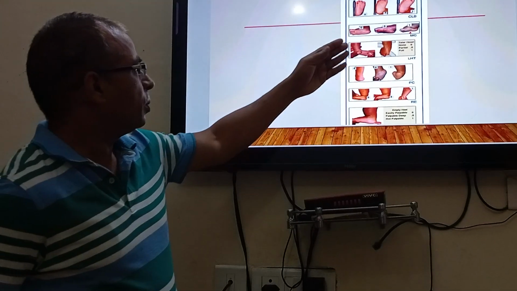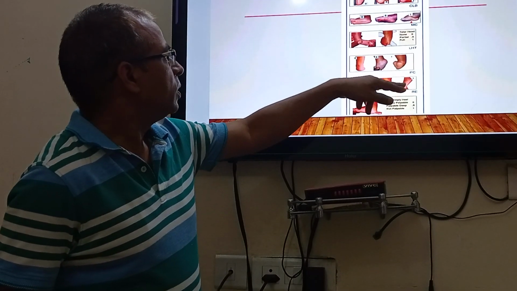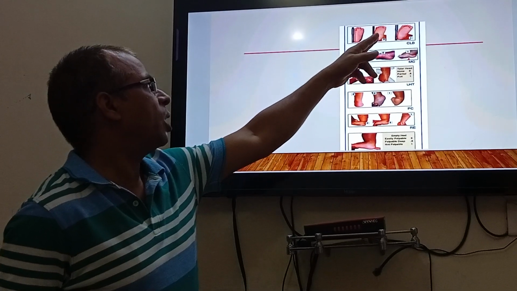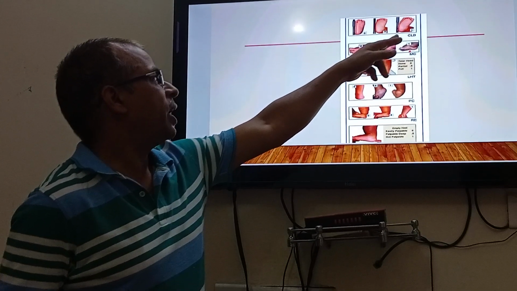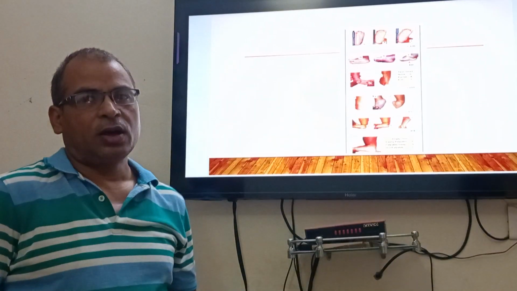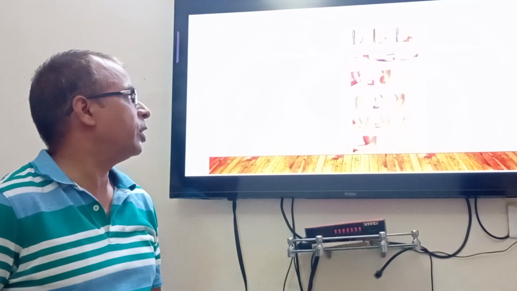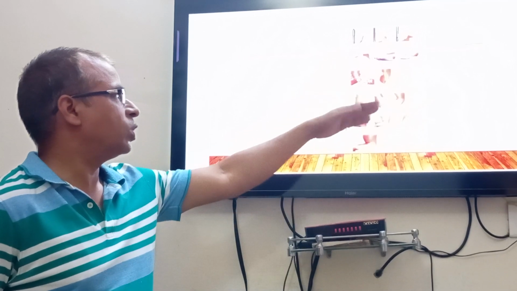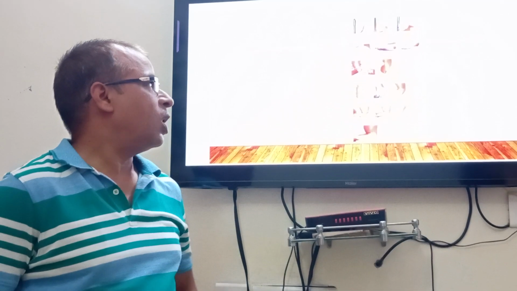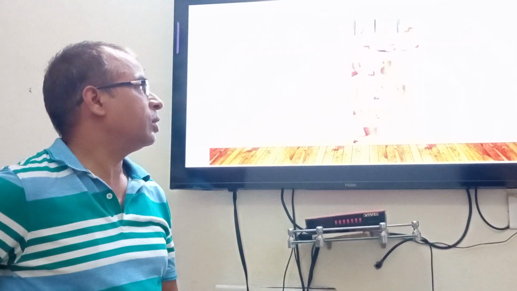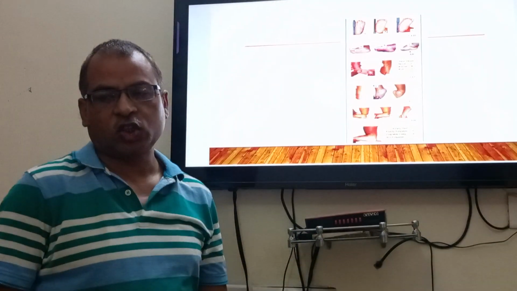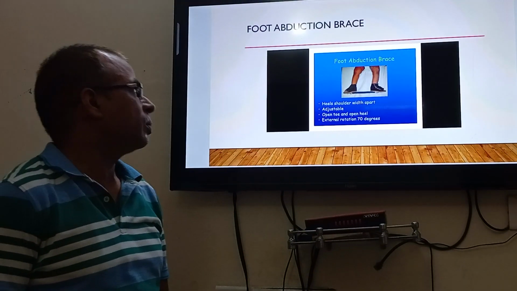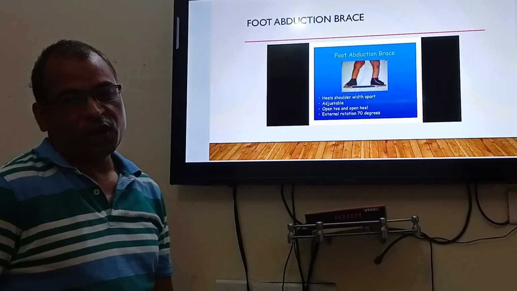So this is the Pirani scoring, and here 0, 0.5 and 1. 0 is normal and 0.5 is moderate and 1 is severely deformed. If the foot is severely deformed, this is the one score. So all the scores are summed up or added, and that will be the reference for the correction of the foot. So foot abduction brace is very essential.